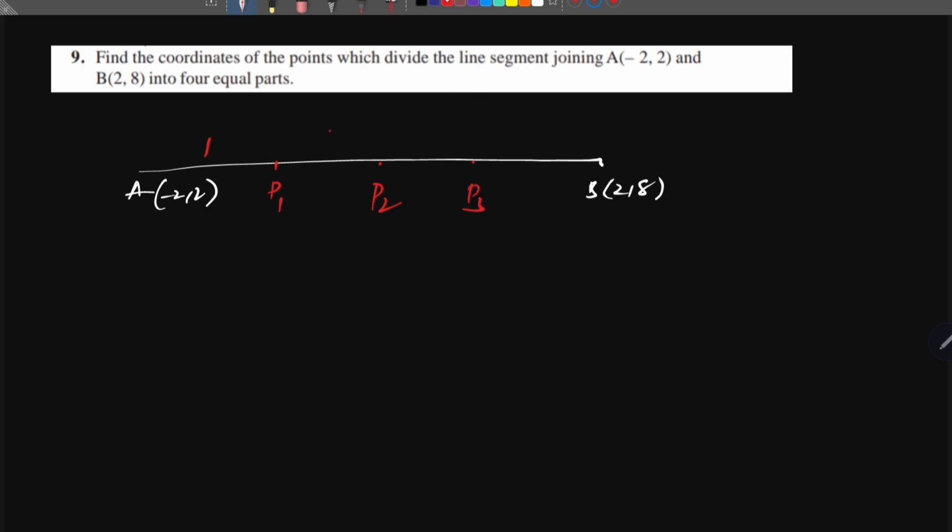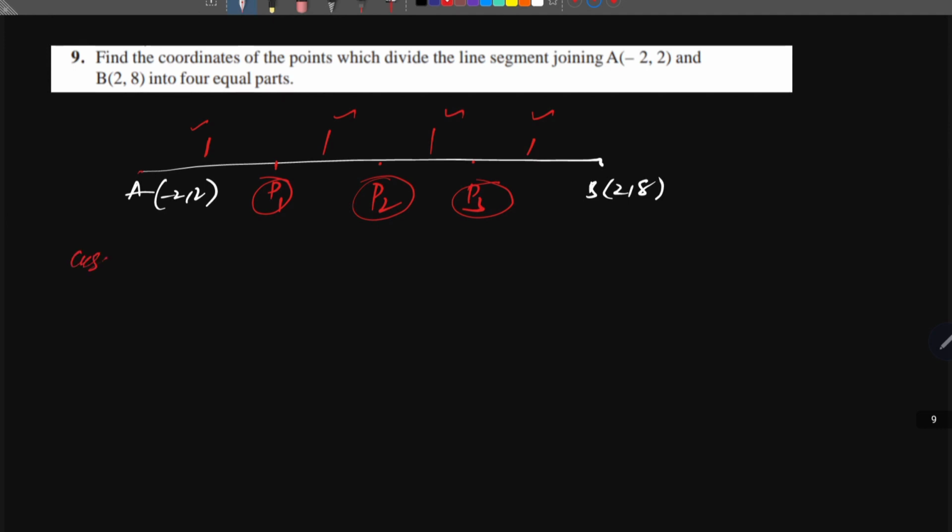Now, taking the section points, you can identify here the first part, second part, third part, fourth part. The line segment AB is now divided into 4 parts. Then how can we find the locations P1, P2, P3? Using the section formula only, but here we need to handle 3 different cases.